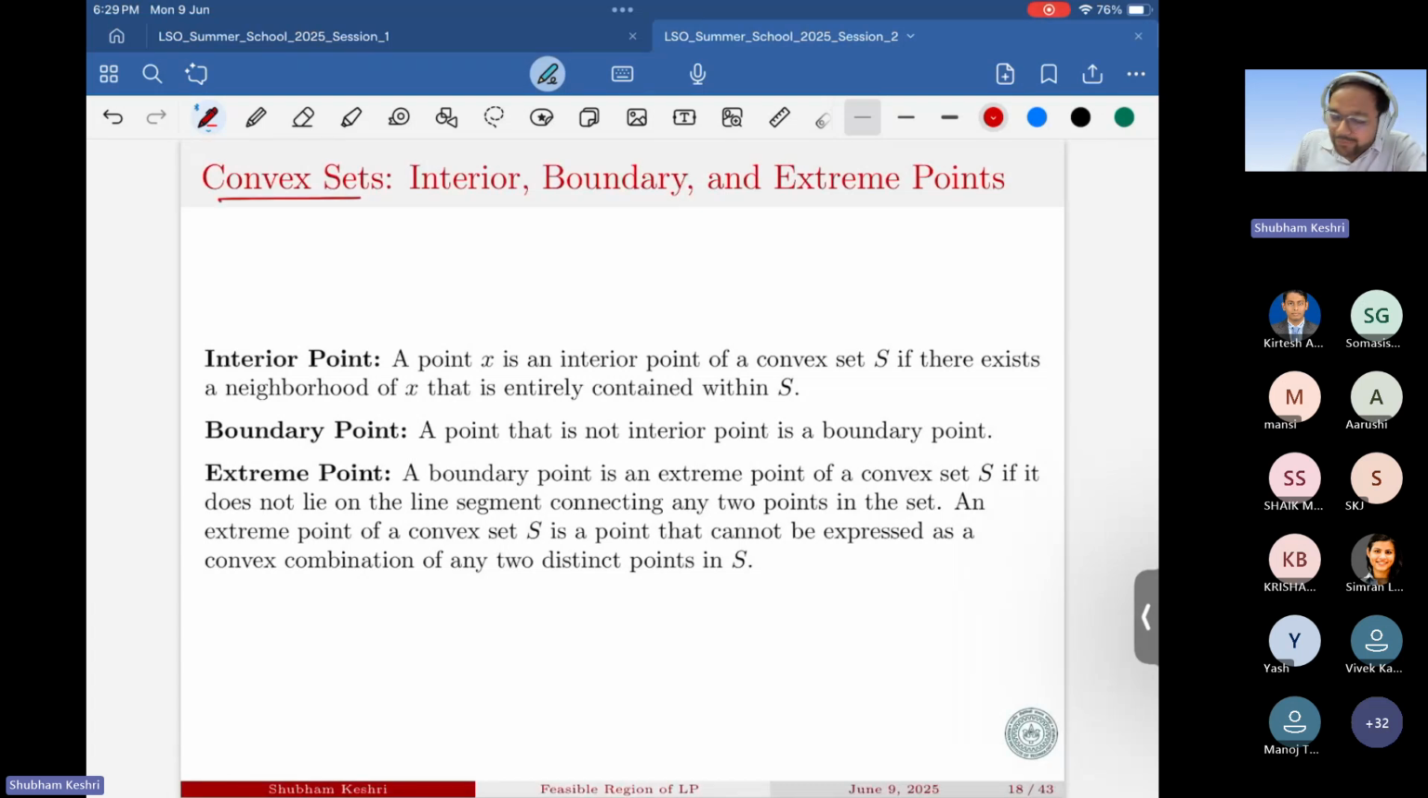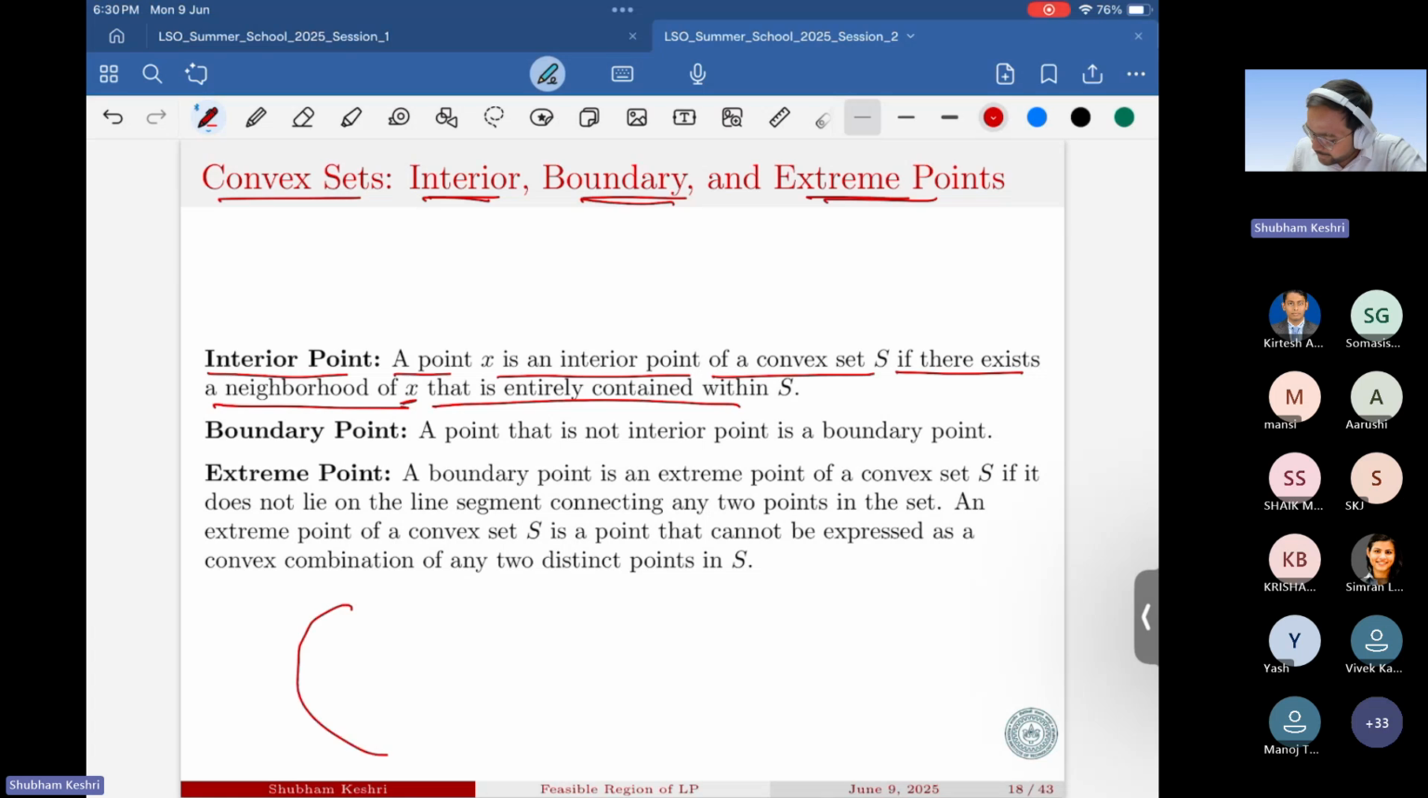Now we have talked about a convex set. There are three important sets of points we will discuss: interior points, boundary points, and extreme points. So what is an interior point? A point X is an interior point of a convex set S if there exists a neighborhood of X that is entirely contained within S. So what does it mean? Let me draw a convex set, suppose a circle.